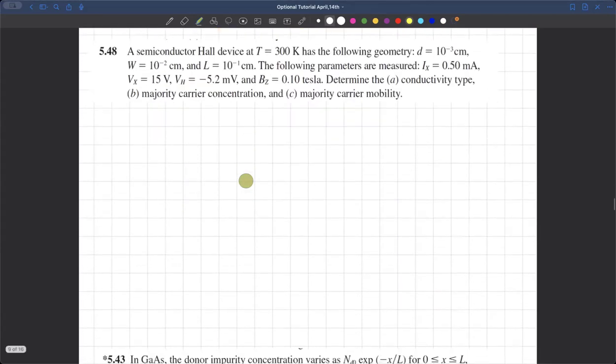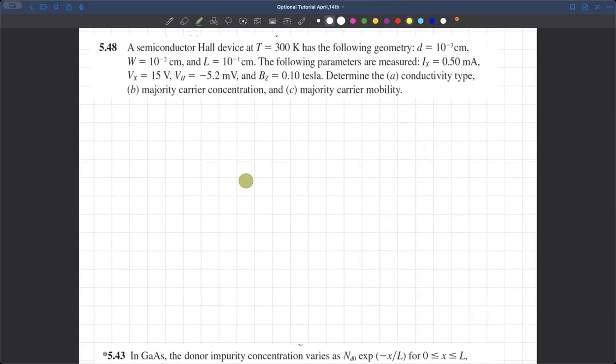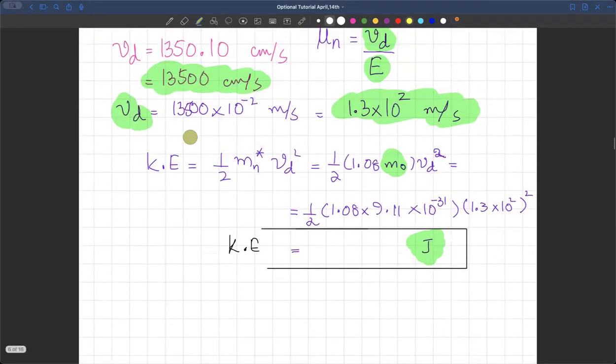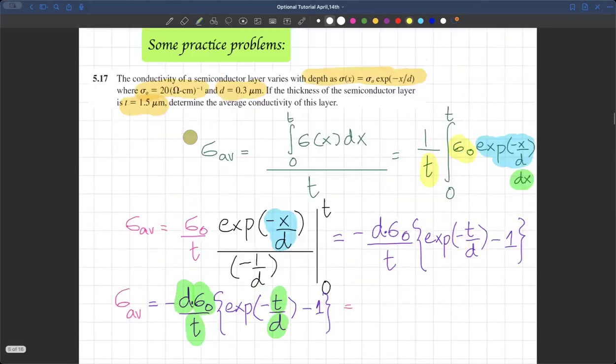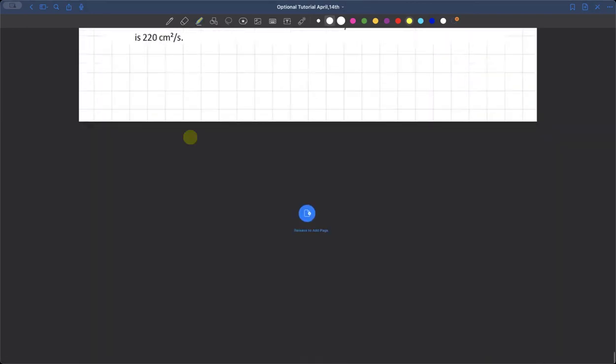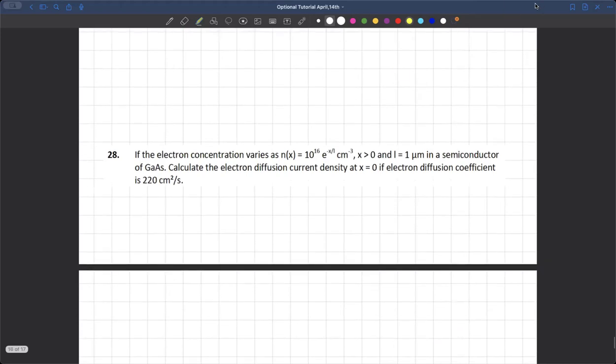Just let me know. Okay, a semiconductor Hall device at 300 K. They are giving us the temperature. d is equal to this one. This d was the thickness, I believe, yes? W was the width, and L was the length along which the electric field was applied, if I'm not wrong. Let me see. Yeah, I'm right. Okay, just give me a minute. I have to stop this and reopen this one.